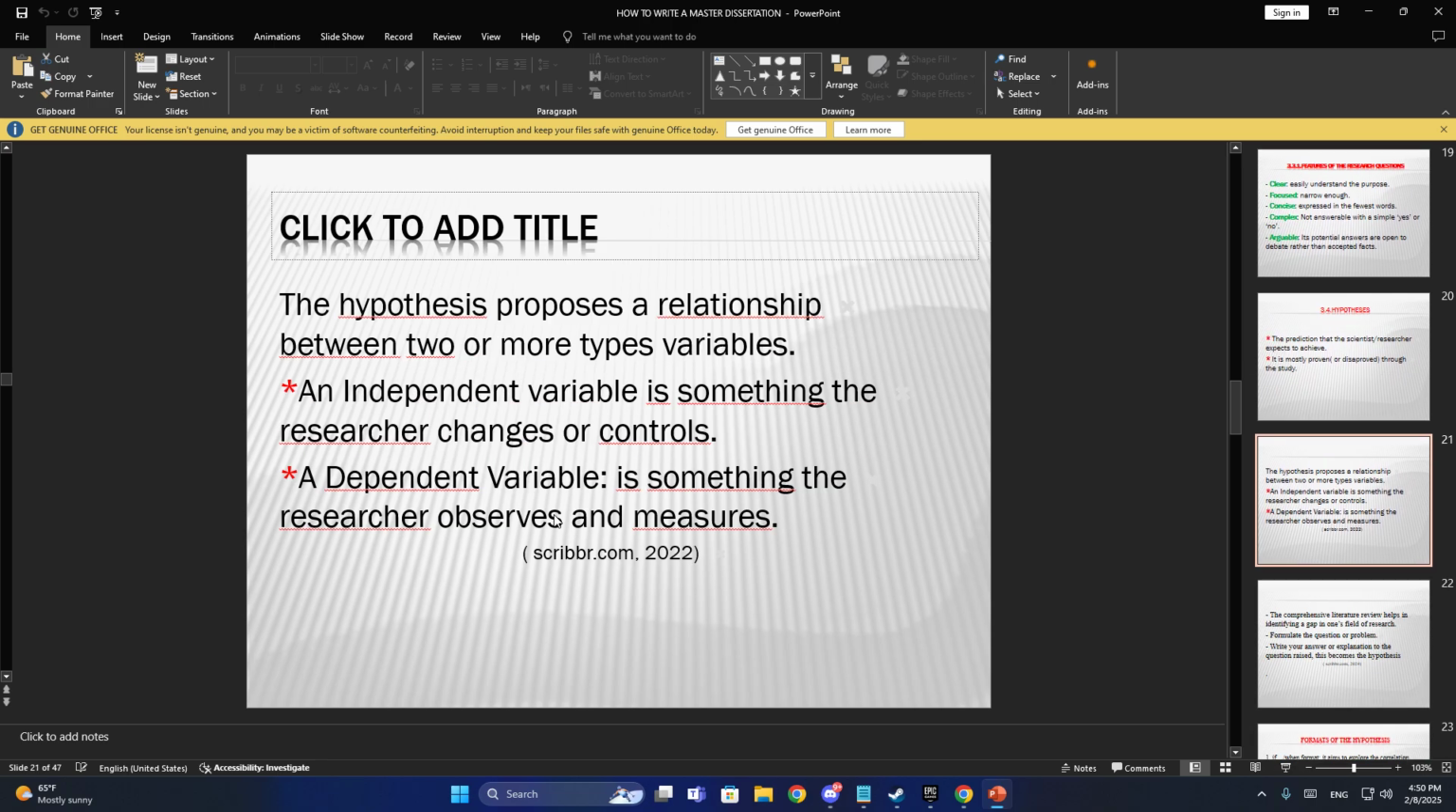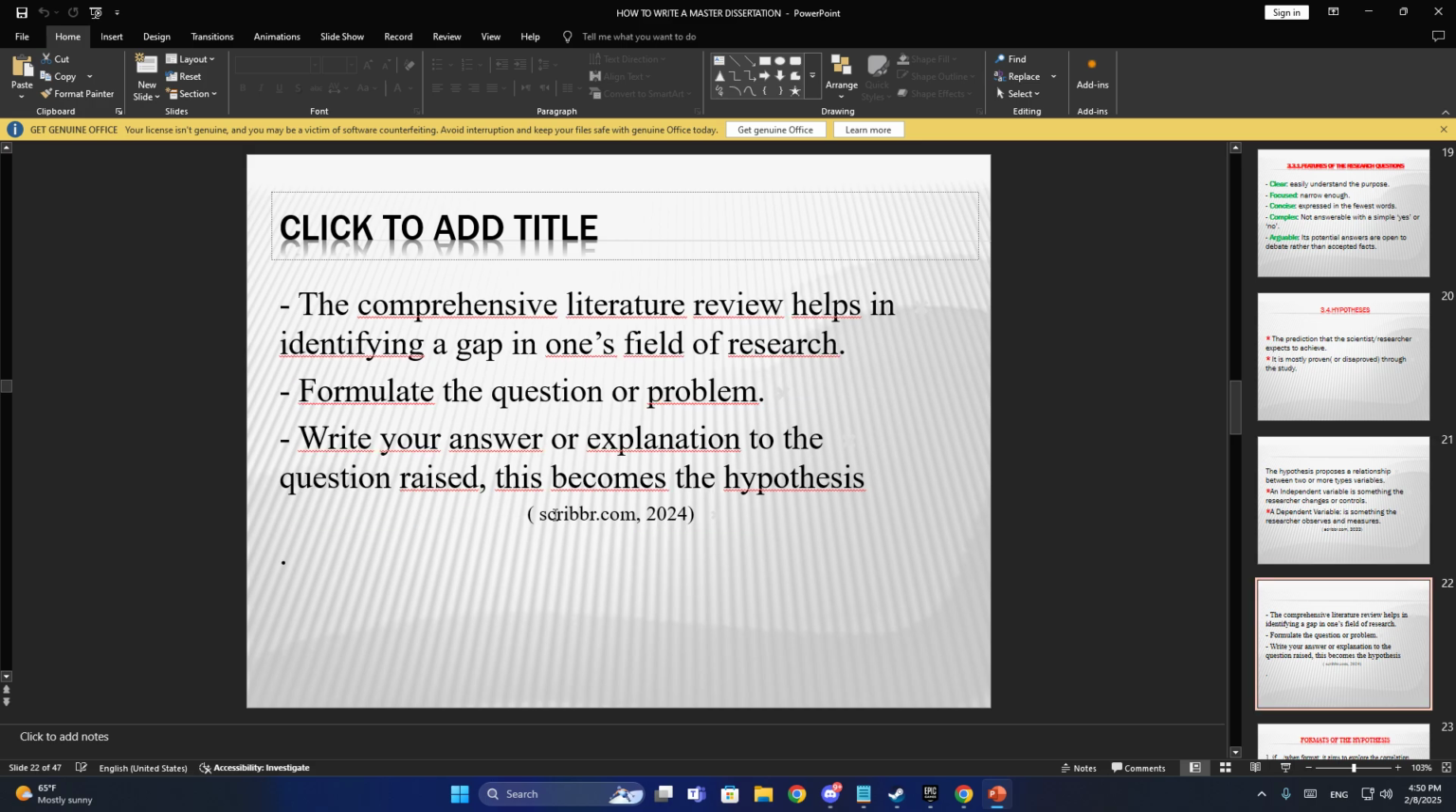So the hypothesis proposes a relationship between two or more types of variables. I know you have dealt with this in research methodology, so I'm not going to take a long time. Just a reminder, an independent variable is something the researcher changes or controls. The second part of my hypothesis is called a dependent variable, which is something the researcher observes and measures.